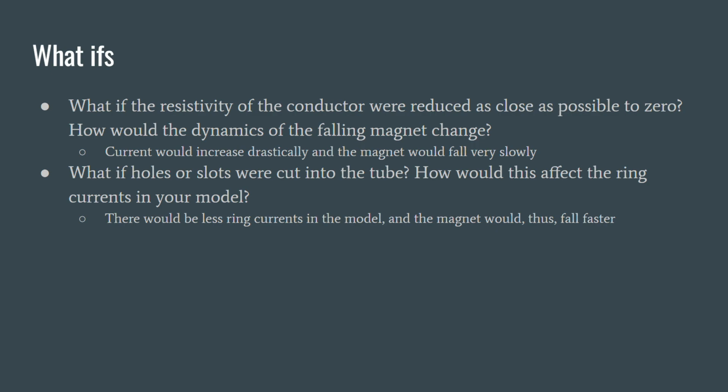What if holes or slots were cut into the tube? How would this affect the ring currents in the model? As you cut more holes into the tube, you are decreasing the amount of ring currents, and the magnet would thus fall faster, as there is less of an induced magnetic field created as the magnet falls through, and thus less magnetic force acting against it.